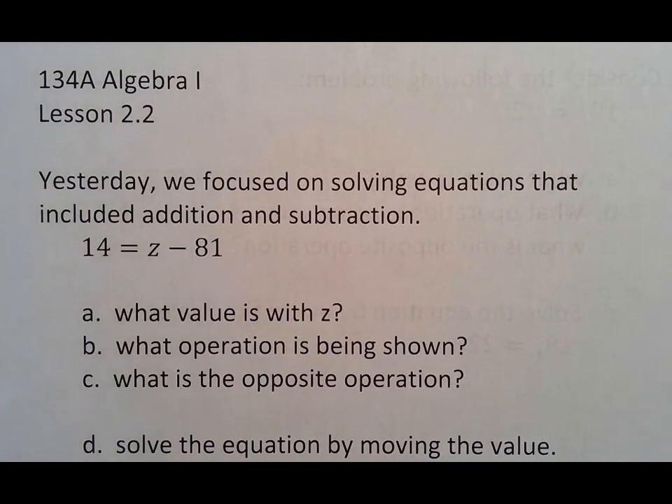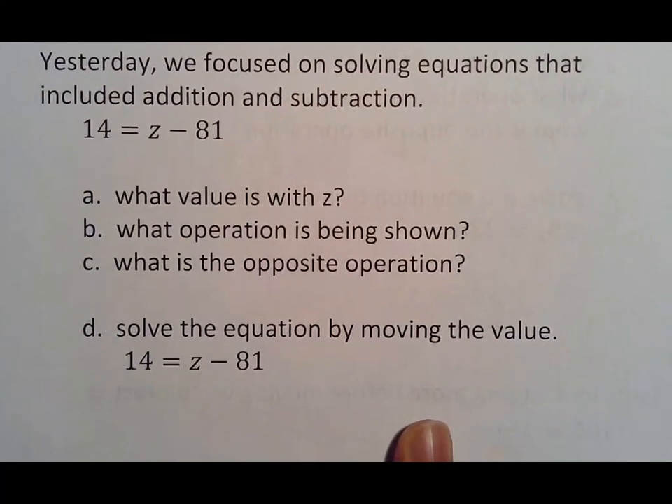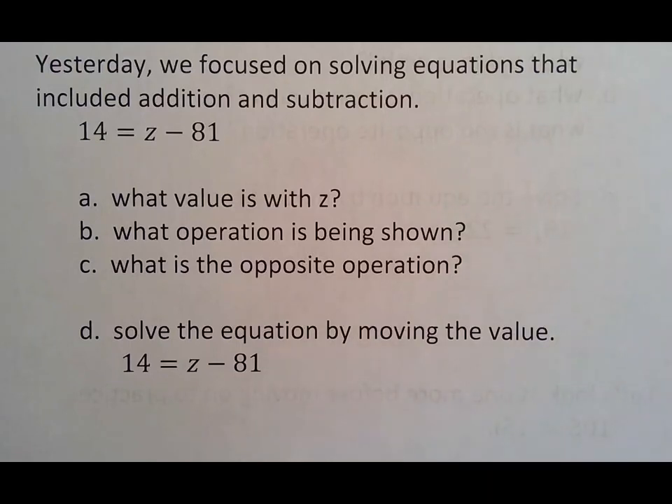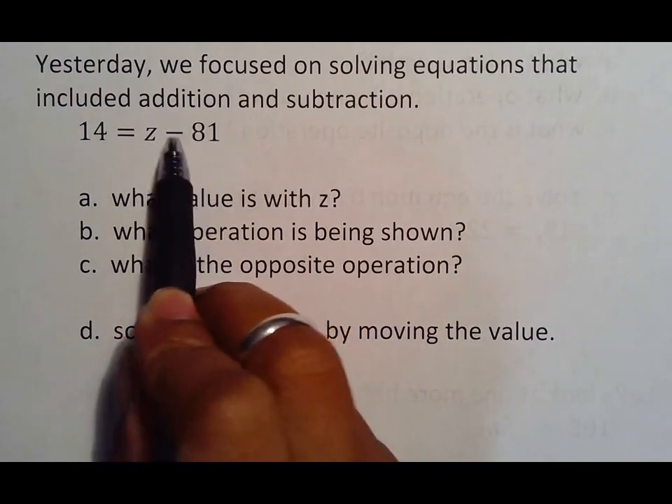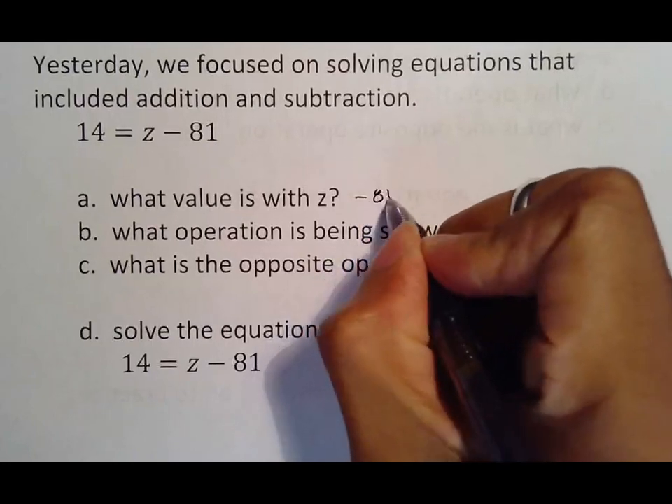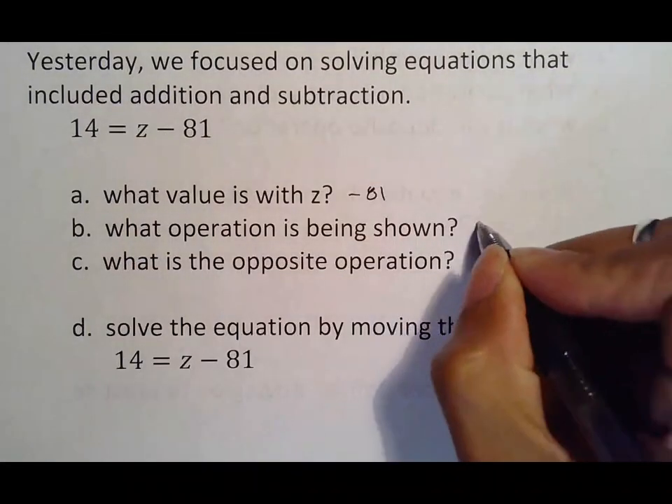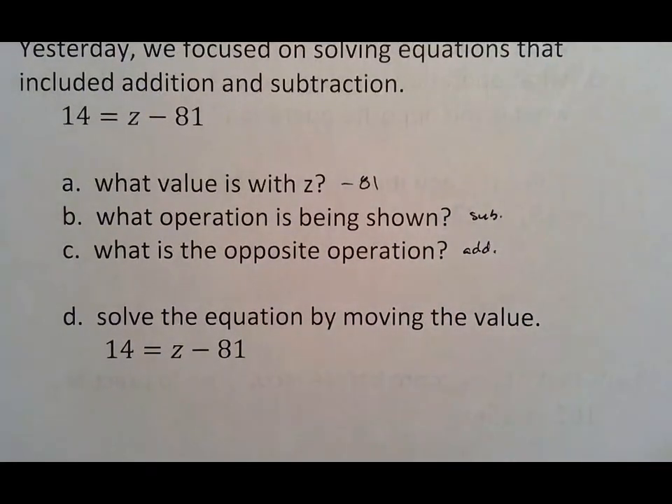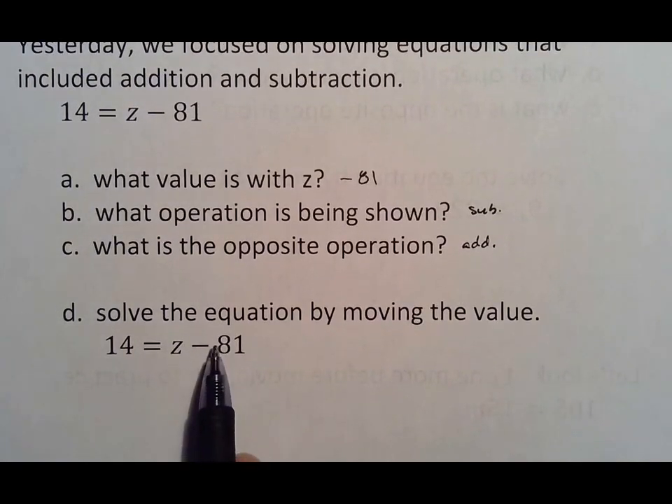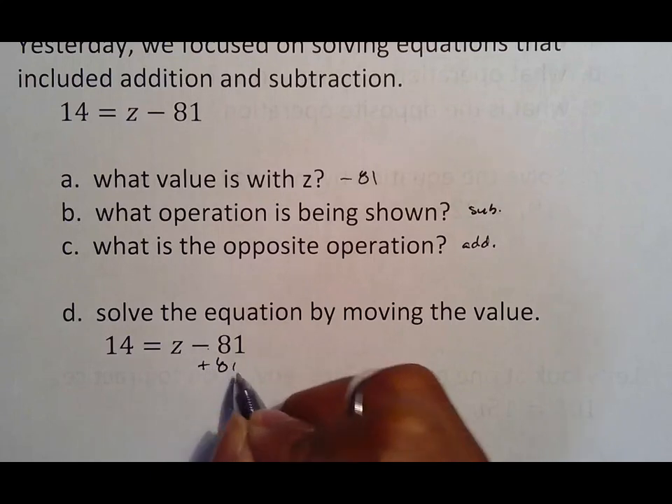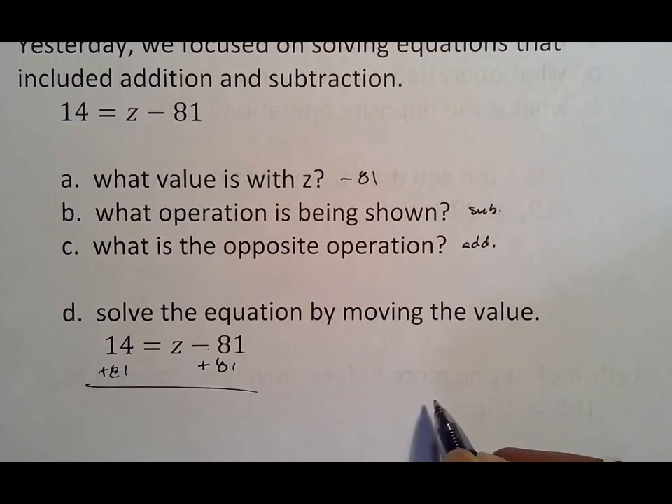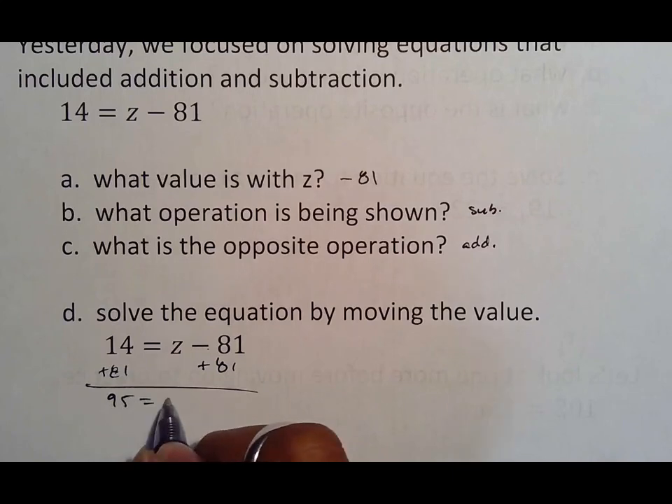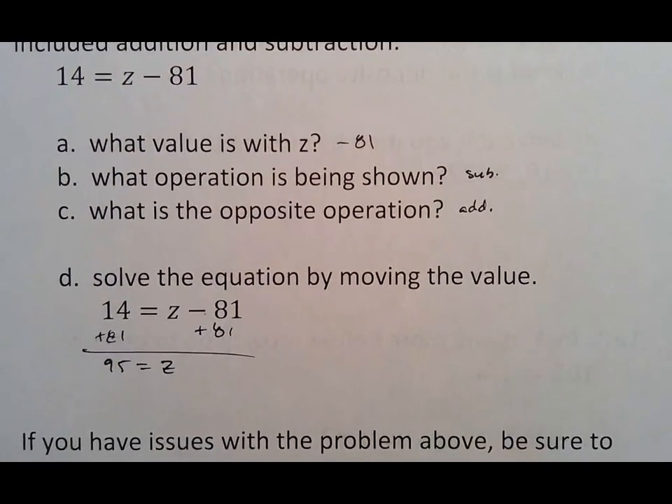Lesson 2.2. Yesterday we focused on solving equations that included addition and subtraction. We solved this problem here. Hopefully you remember this. We had to say what value is with z. So we had to locate z, recognize that negative 81 is with z, that the operation being shown is subtraction, that the opposite of that is addition, and that the way we solve this is by moving the number that's with z by using the opposite thing. Since this says minus 81, we want to add 81. 14 plus 81, I believe, is 95, and that was how we did it.